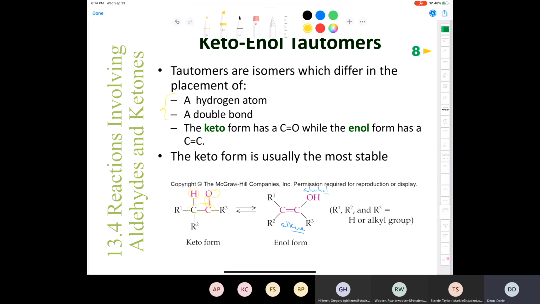And you should probably be aware of the fact that the keto form is usually the most stable. What does usually mean? There are exceptions. We don't go over those exceptions in Chemistry 102.